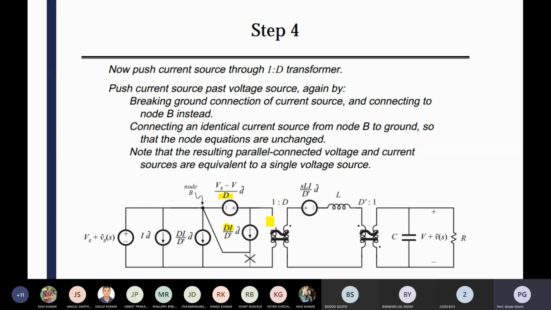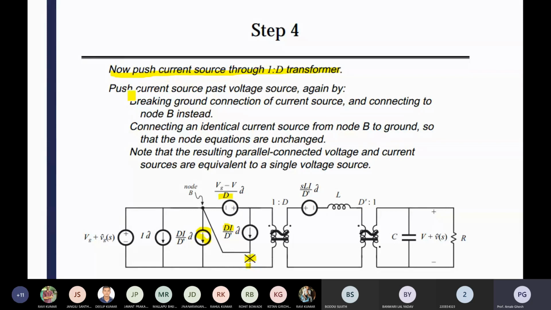Then again you can say that both of the sources are directly connected over here, so you should not connect the current source directly to that ground position, neutral position. So you have to remove that one and you have to connect that source to here. Okay, that source to here, connect it. Okay, so that's why you are getting the new structure of your circuit.